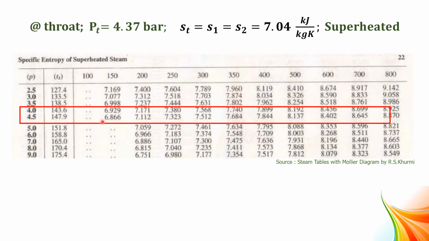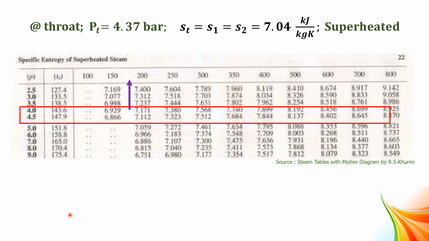Similarly, at 4.5 bar and 150 degrees it is 6.866, and for 200 degrees it is 7.12. From these values we can confirm that the St value should lie between 150 and 200 degrees centigrade. So now we have to tabulate the values corresponding to 4 bar 150 degrees, 4 bar 200 degrees, 4.5 bar 150 degrees, and 4.5 bar 200 degrees.